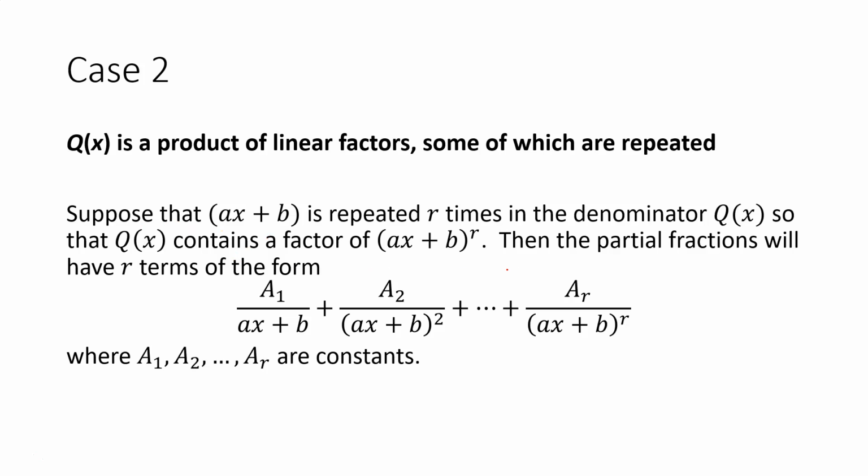our partial fractions must contain the following terms: a1 over ax plus b, a2 over ax plus b squared, and so on all the way, building up to the power of r. So ar over ax plus b to the r. So we'll have r constants to solve for, where r is the power. Okay, so let's try this out with an example.